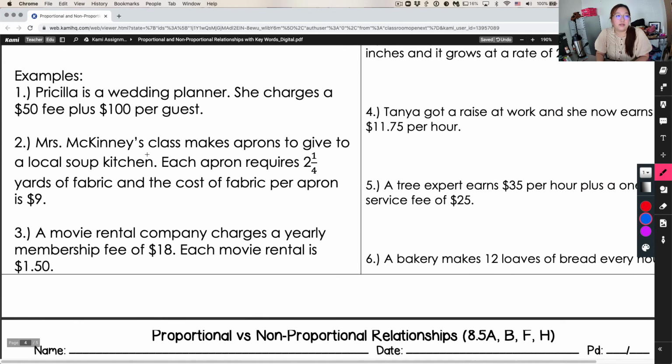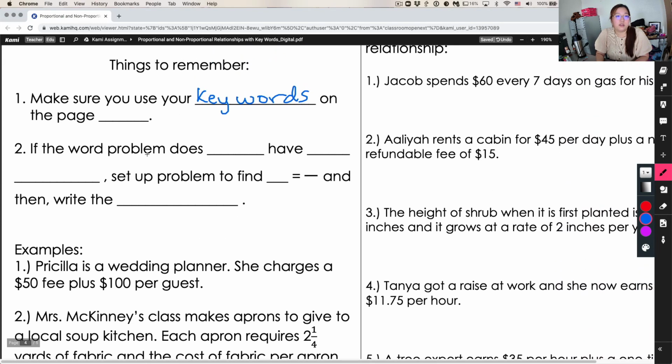So you can cross this part out, or, James from one of my classes said that you could just fill this blank with next. So make sure you use your keywords on the page next. It is what it is.